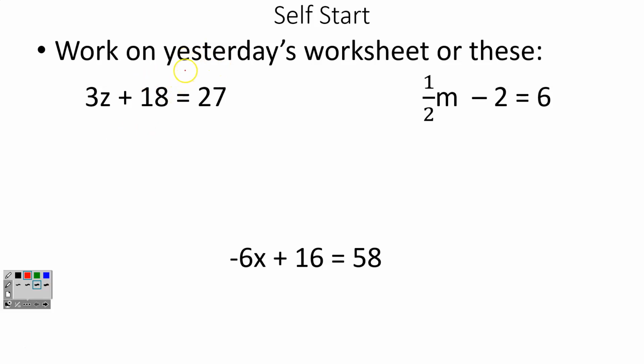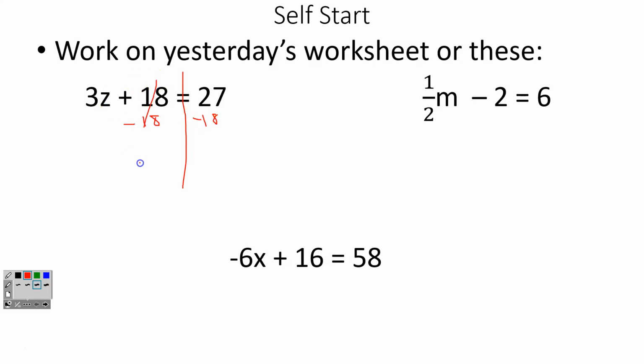So first thing, draw my fence. What I do to one side, I do to the other side. So we need to get rid of the constant, or the term over on this side that does not have a variable with it, which is that 18. So the inverse operation, or the opposite of adding 18, would be to subtract 18. So I'm going to do that to both sides.